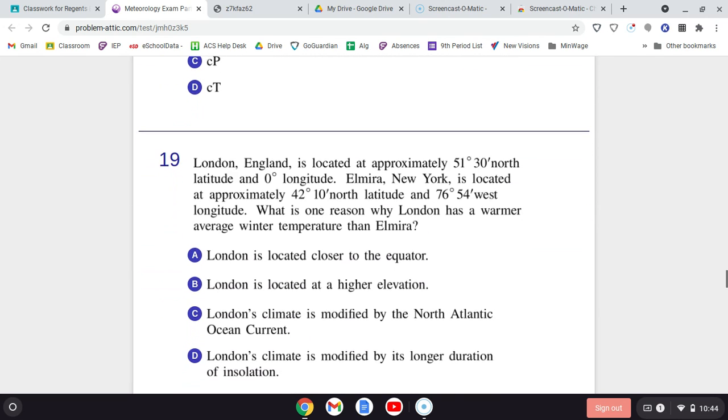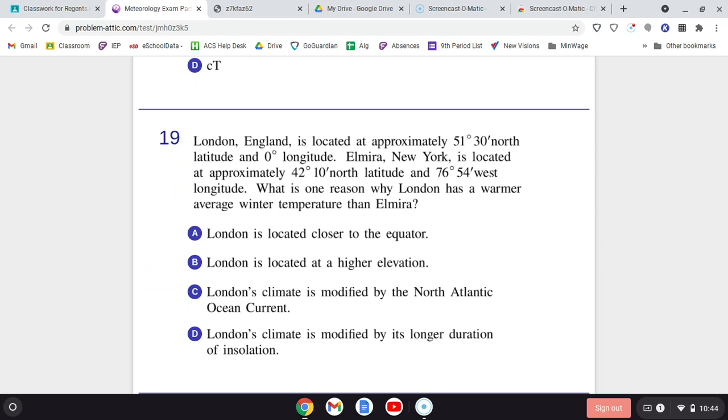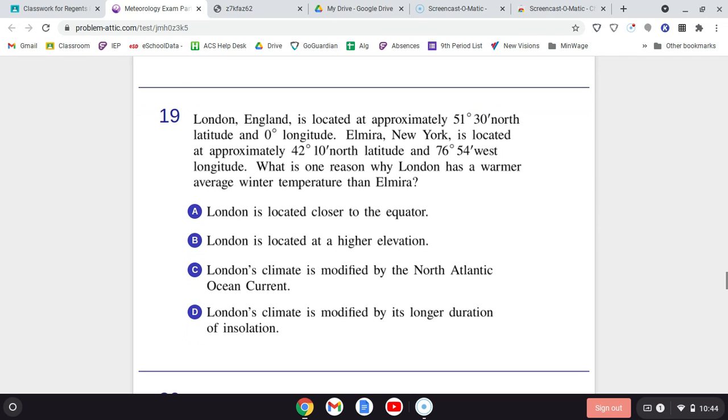London, England is located at approximately 51 degrees 30 north latitude and 0 degrees longitude. Elmira, New York is located at approximately 42.10 degrees north latitude and 76 54 west longitude. What is one reason why London has a warmer average winter temperature than Elmira? Okay, we definitely know London is not closer to the equator, right? So they're wondering why it has a warmer average winter. Warmer average winter. Take away A.